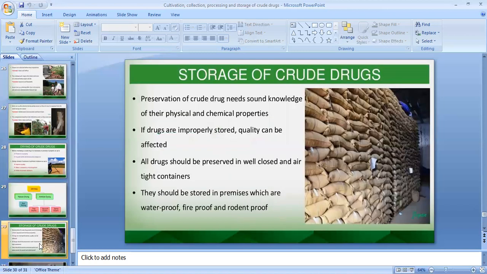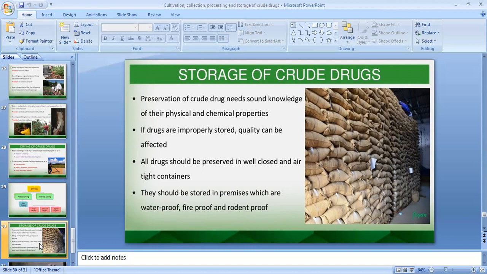The last point is storage of crude drugs. We should store the crude drugs properly and in proper arrangement. First point, preservation of crude drugs needs sound knowledge of their physical and chemical properties. If drugs are improperly stored, quality can be affected. All drugs should be preserved in well-closed and airtight containers.